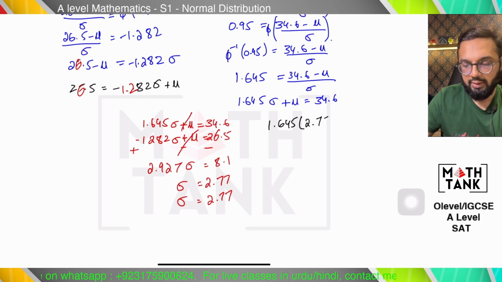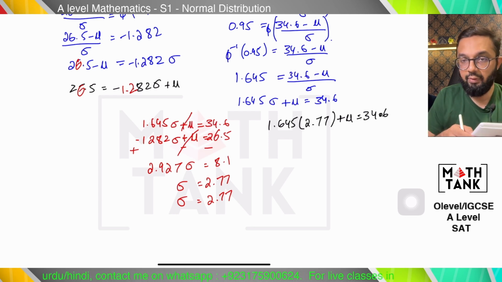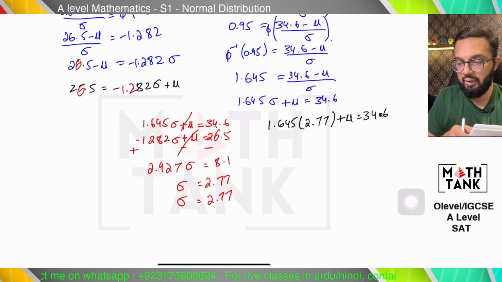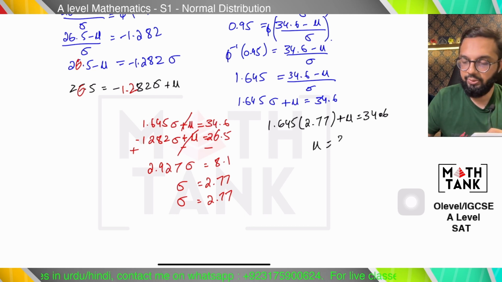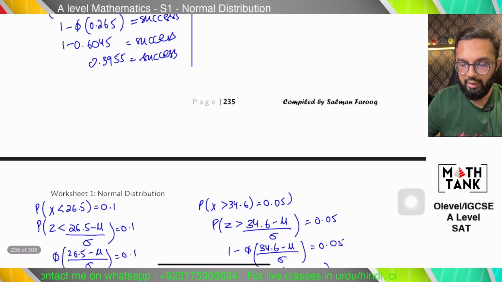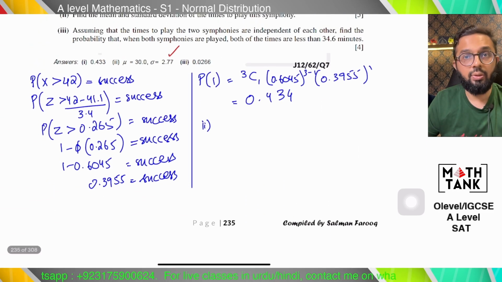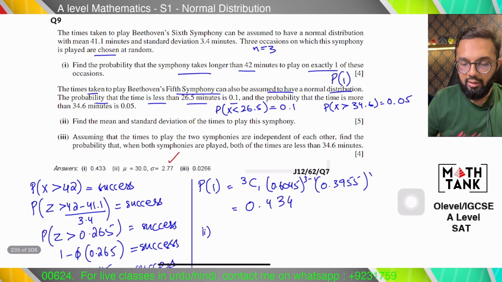2.77 sigma plus mu equals 34.6. I'm trying to find the value of mu. So 1.645 times 2.77, then 34.6 minus the answer. So mu equals 30.0. Yes, that was what was in the question, so I am correct. Let's look at part 3.